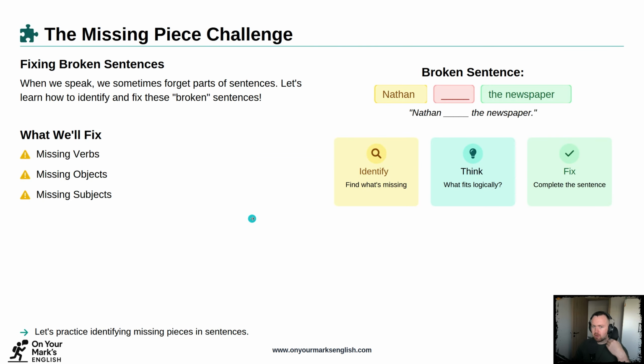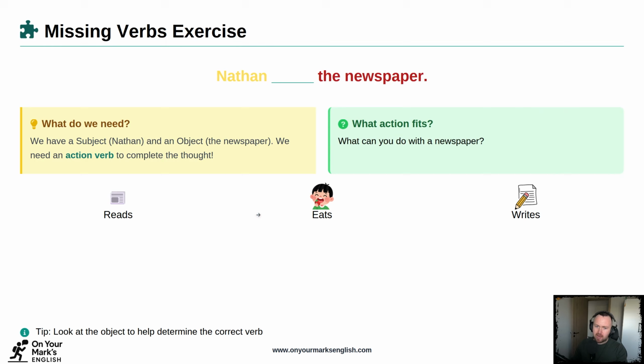Excellent. So now we're going to try and fix some broken sentences. This time we have a subject, Nathan, and we have an object, the newspaper. Now you're going to need to enter the verb. Now think about a newspaper. What is it and what can we do with it? Can we read a newspaper?